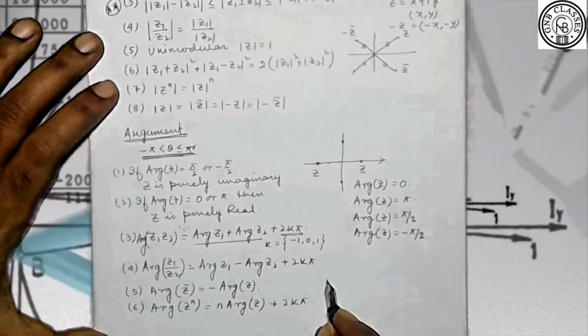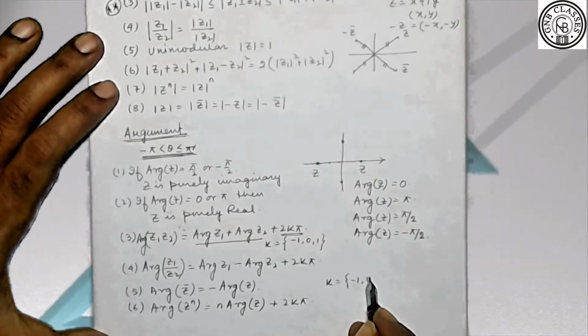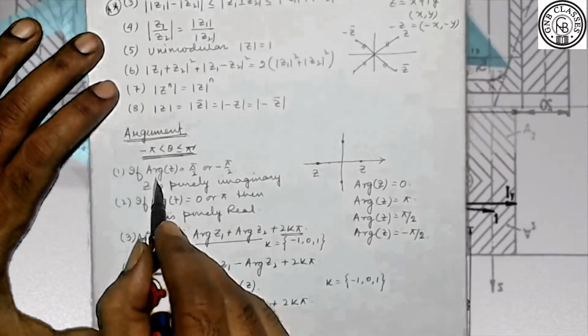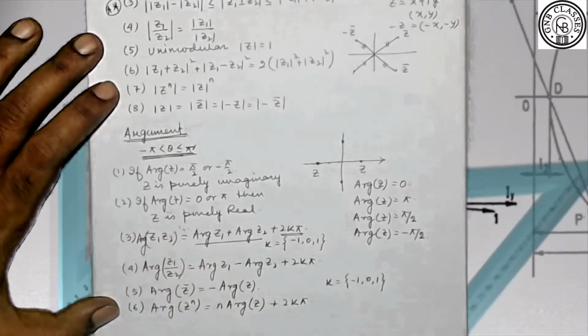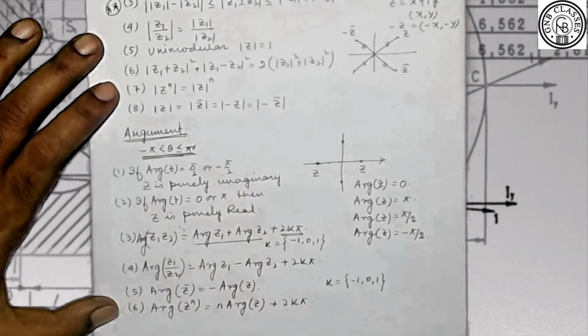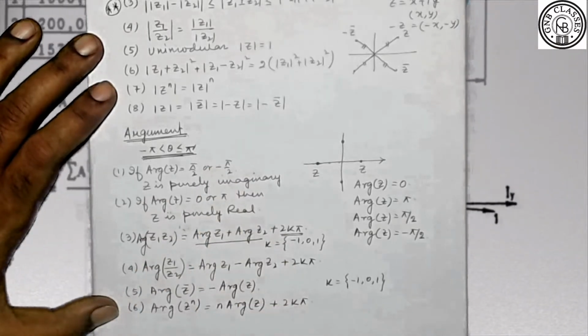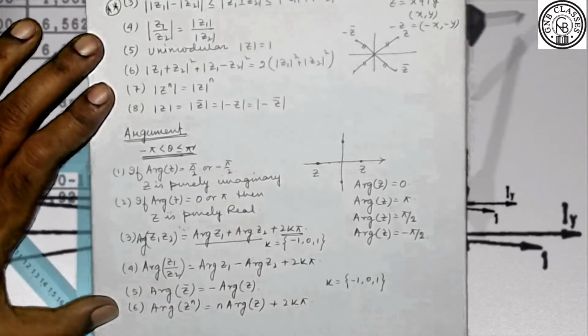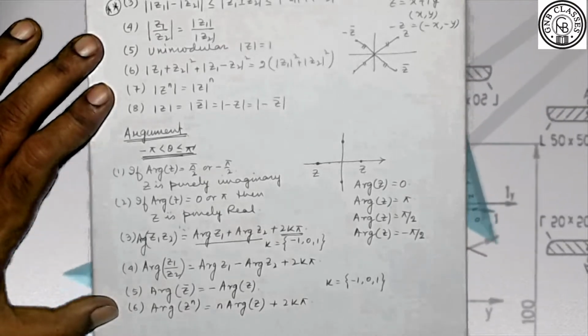Again I'm telling you, k can take the value minus 1, 0 or 1 to adjust it to fall within the principal range. Is it clear to all of you? So these are the properties of argument. We must remember them. Is it clear? Now let us discuss some properties of conjugate.